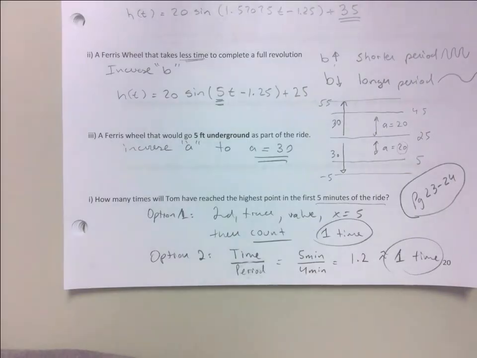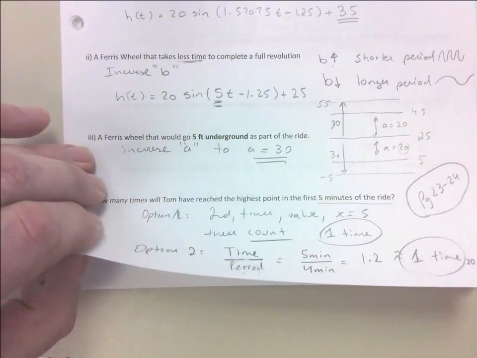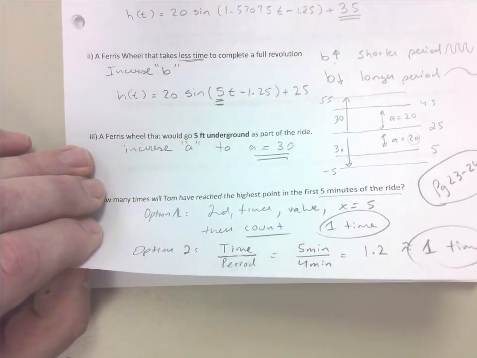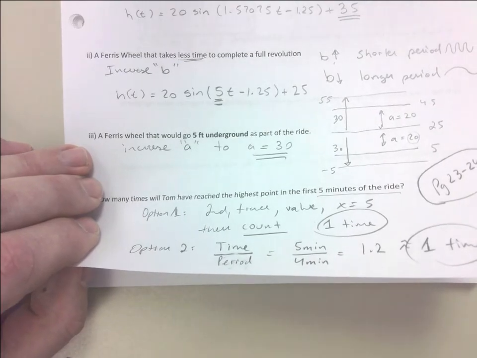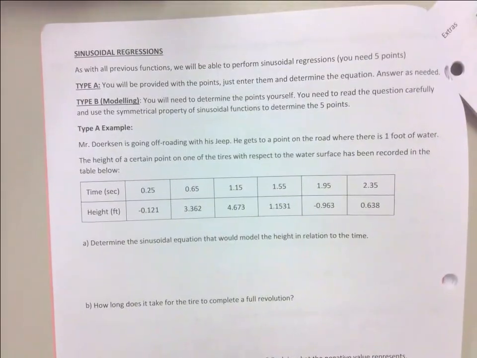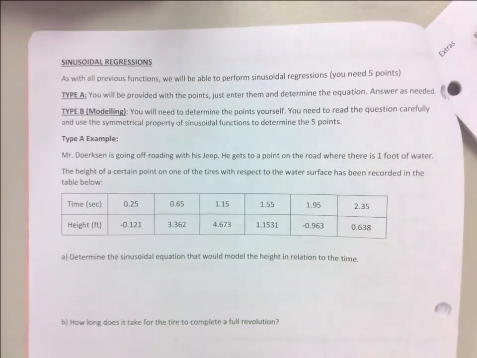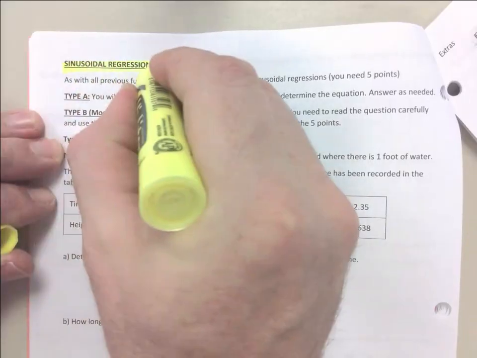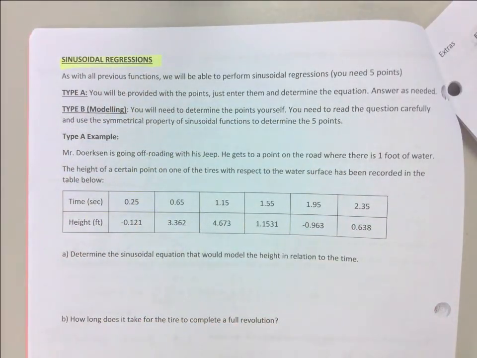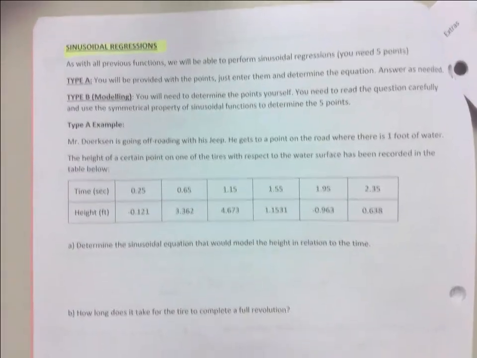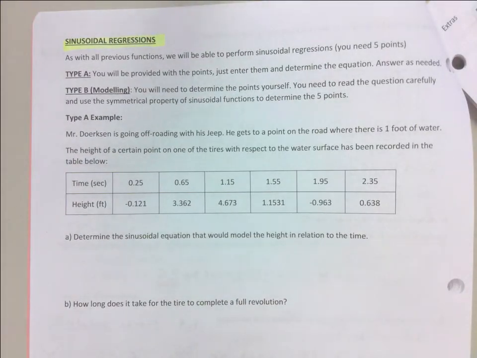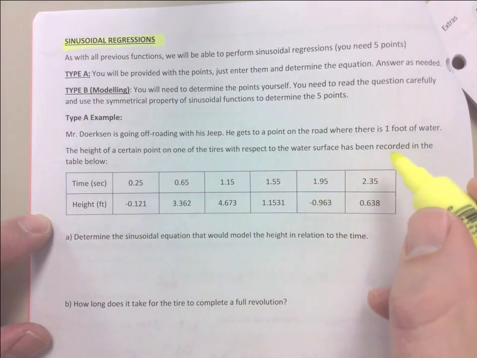There's one more thing that I want to talk about. We're going to go to page 21. Some of you will be able to do another question on the exams that I gave you. Sinusoidal regressions. This is on page 21. This is the easiest one. I give you the points, you just have to type them in. So let's do that real quick here.